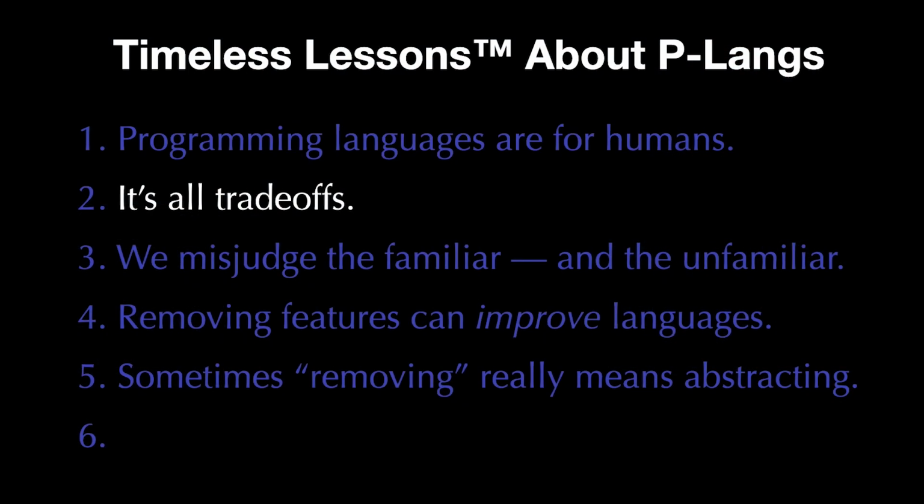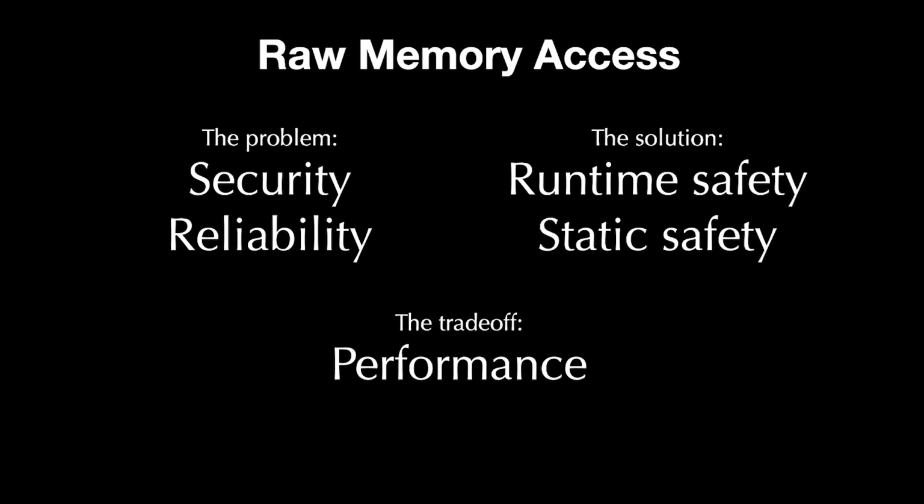Remember, one of our timeless truths here is that it's all trade-offs, right? So what are the trade-offs? I just made it sound so much better. The big trade-off is performance. Raw memory access lets you write the fastest code possible. And the other trade-off, surprisingly, is convenience.